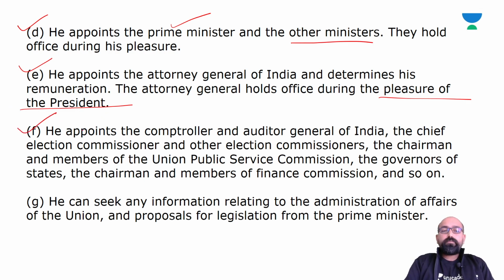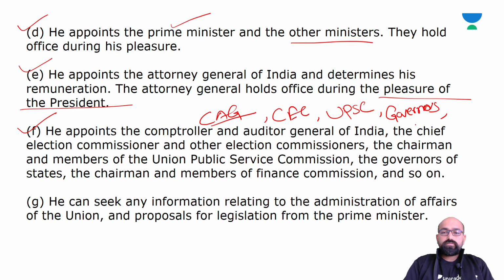Now, the President appoints the CAG, Comptroller and Auditor General of India, the Chief Election Commissioner, and other election commissioners, the Chairman and members of the UPSC, Union Public Service Commission, and the governors of states, and the chairman and members of the Finance Commission as well. Yes, the President appoints the CAG, Chief Election Commissioner, and other election commissioners, the chairman and members of the Union Public Service Commission, the governors of states, and the chairman and members of the Finance Commission.